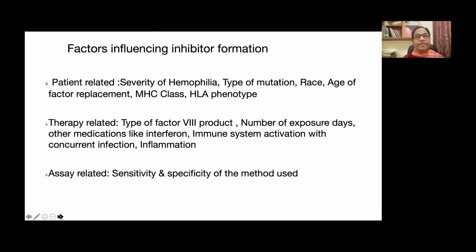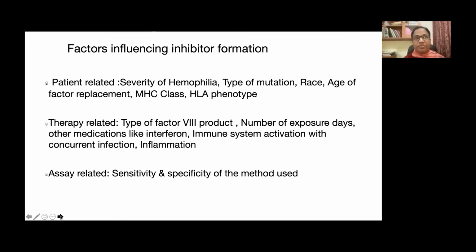And which are the factors influencing inhibitor formation? I'll just mention that it can be patient related: our immunological status, the severity of hemophilia, type of mutation. Certain mutations like Intron-22 inversion are more prone to inhibitor formation, and MHC, major histocompatibility complex, HLA phenotype. And therapy related: the type of the factor product, and number of exposure days. This is also very important.